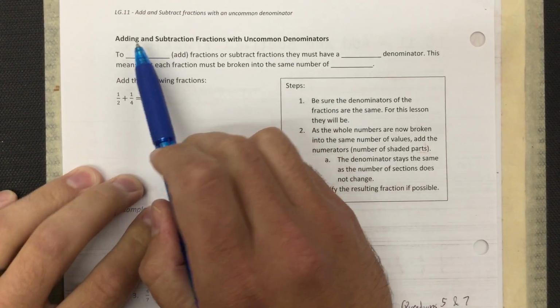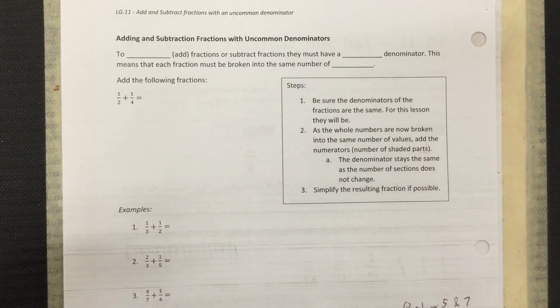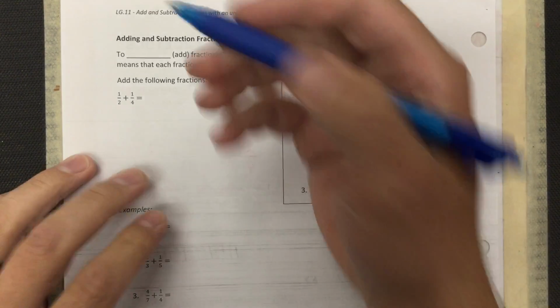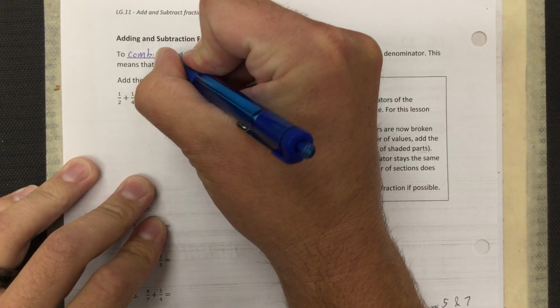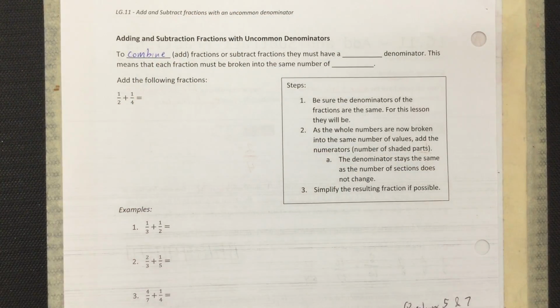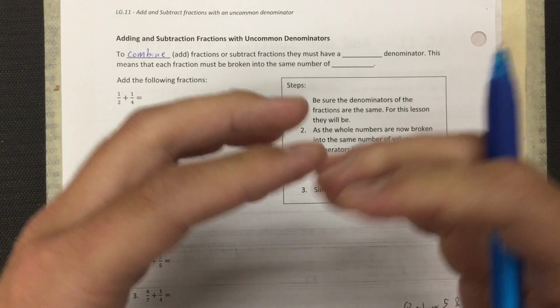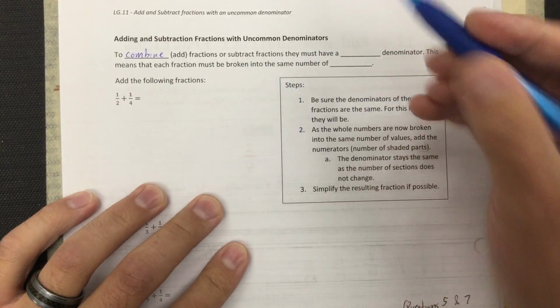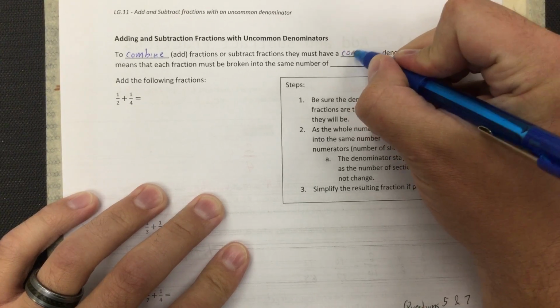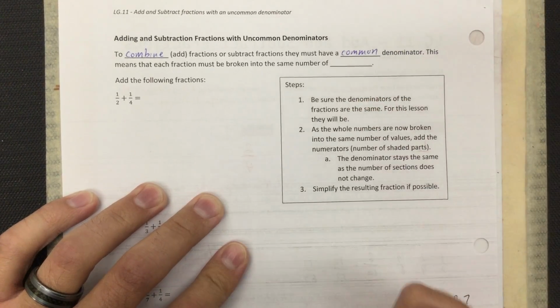So when we're looking at adding and subtracting fractions with uncommon denominators, we're going to start with adding. To combine or add, we can consider it combining because we're putting numbers together. Now, to add or subtract fractions, they must have a common denominator.